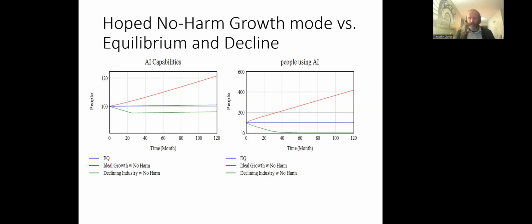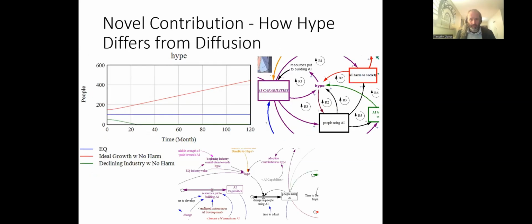And on the right are the people using AI. Again, exploratory model, aggregated numbers. So that's not like 400 people, but that's just an aggregated unit of measure. But you can see the equilibrium and the disturbance for both the growth and the decline. Again, no harm. This is the hope scenario, beneficial.